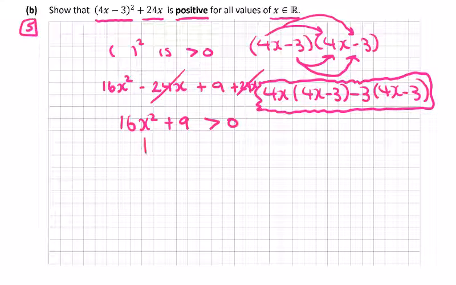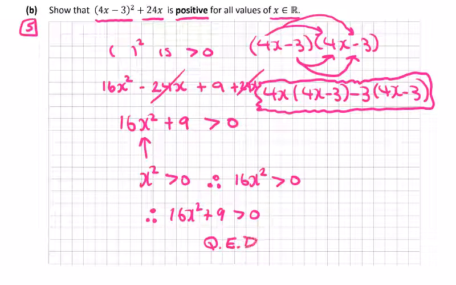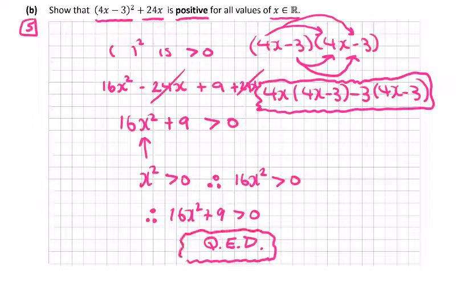Well, what we can say is anything squared, x squared, is greater than or equal to 0. Therefore, 16x squared is greater than or equal to 0. Therefore, 16x squared plus 9, because 9 is positive, has to be greater than 0. Quod erat demonstrandum, that which had to be demonstrated. You have done it in spades here. Move on to question 13.